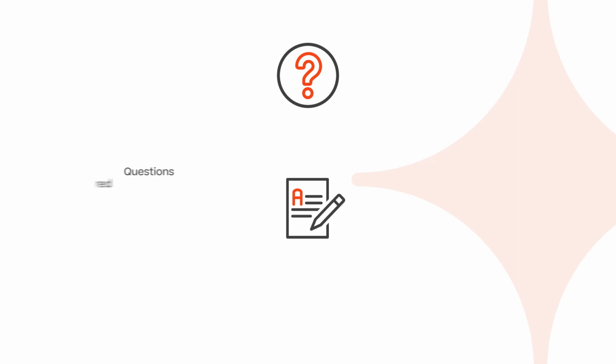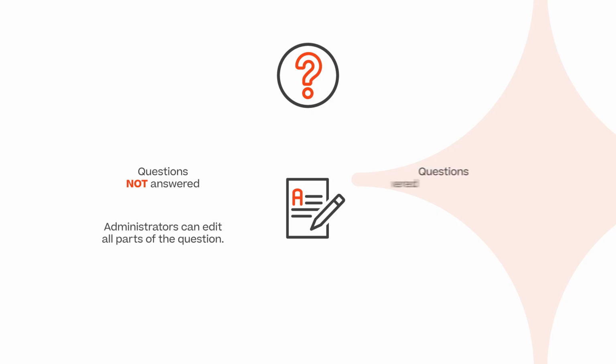Once a question has been created, there are a few editing options available. If the question hasn't been answered in any test where it's used, you can edit all parts of the question. However, if the question has been previously answered in any test in which it appears, you can only edit the text of the actual question.